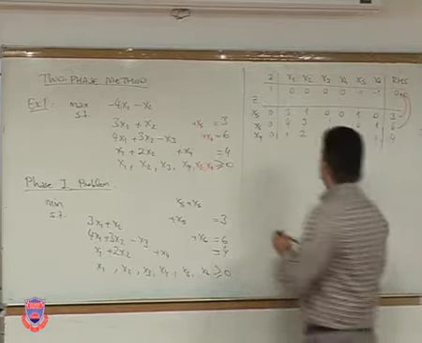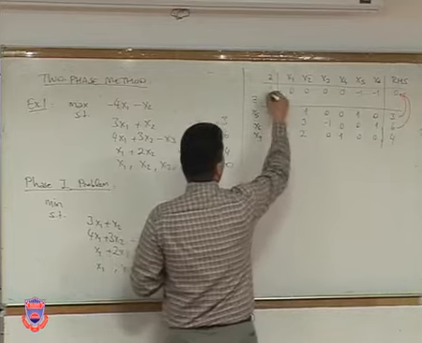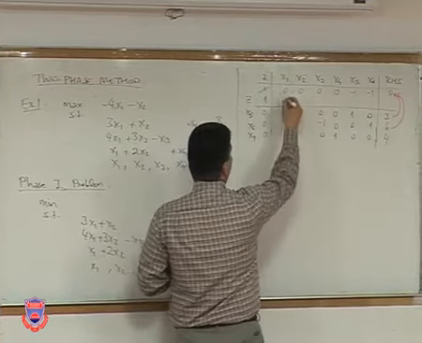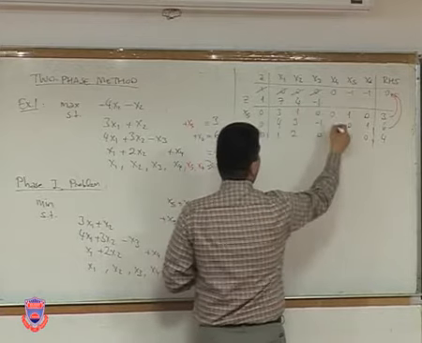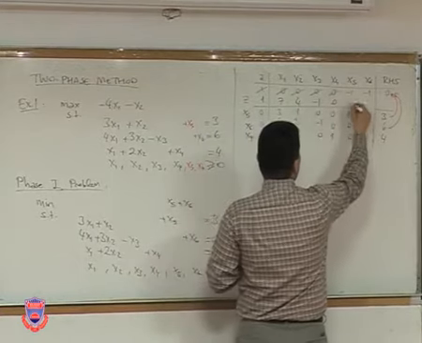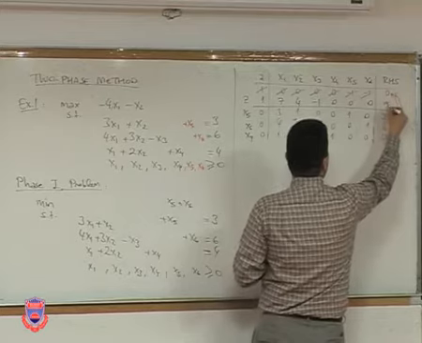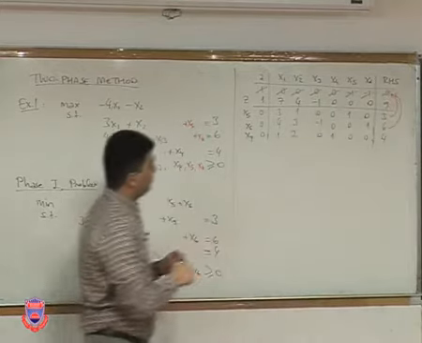And if you do that, let's see what we have. I have 1 here. 3 plus 4 is 7. 3 plus 1 is 4. I have minus 1. I have 0. I have 0, 0. And the objective function value is 9.